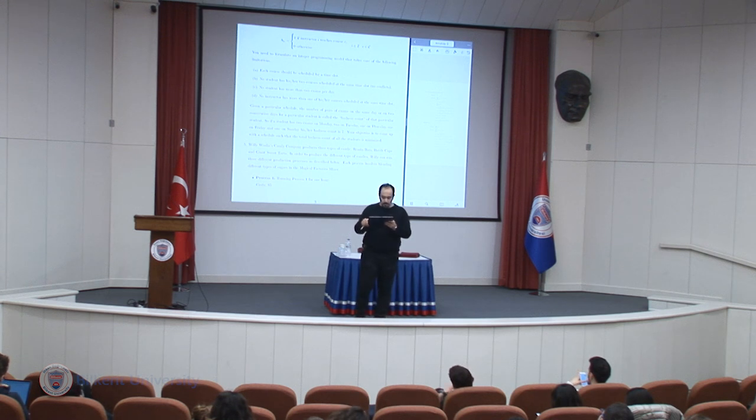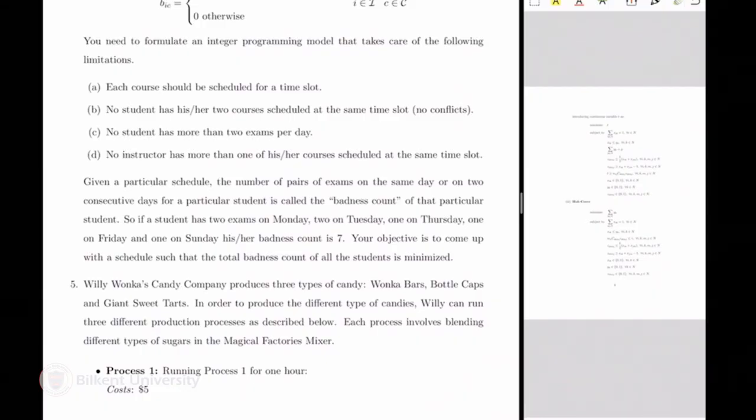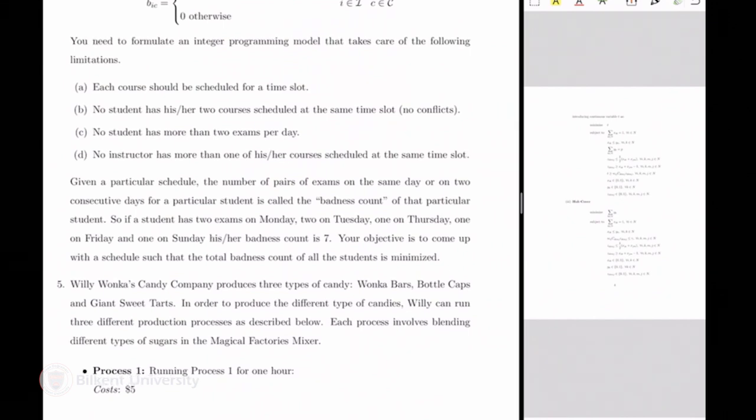No student has more than 2 exams per day. It's just a constraint. No instructor has more than 1 of his or her courses scheduled at the same time slot. So an instructor should be at 1 exam at once. Assuming the exams are in 2 different buildings, it's hard for the instructors to go back and forth. These are real constraints that we already have in our final exams as well.